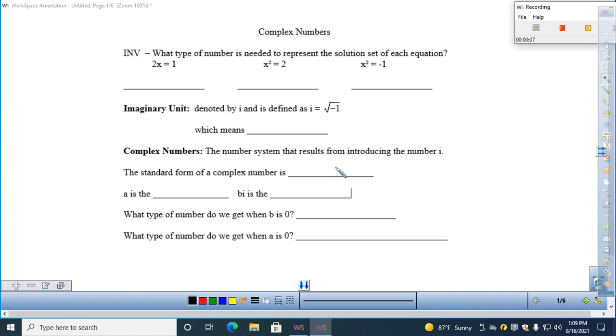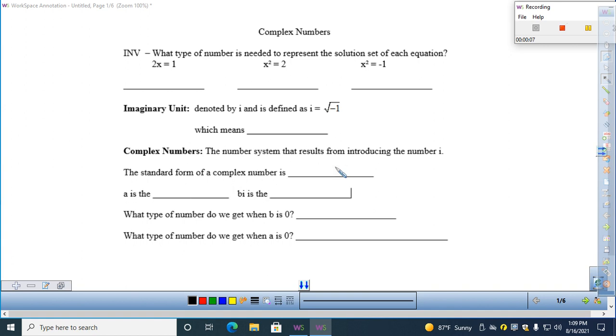All right, so let's start the investigation up at the very top there, and it just states what type of number is needed to represent the solution set of each equation. And again, I don't really care about what the answers are. I care about what type of number we need to solve this type of equation. And again, I won't go back into the history of mathematics and all these different types of numbers, but I will start with really the most basic subset of numbers, which would be the counting numbers. Counting numbers are 1, 2, 3, 4, etc., right up the line.